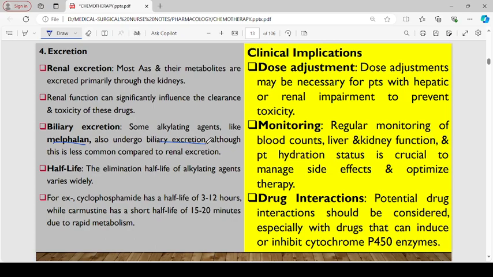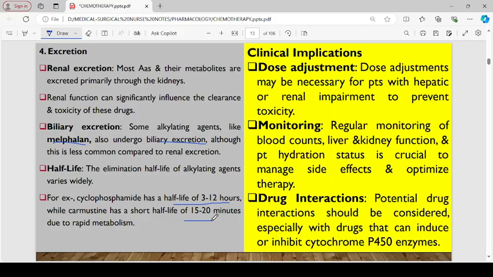The elimination half-life of alkylating agents varies widely. For example, cyclophosphamide has a half-life of about 3 to 12 hours, while carmustine has a short half-life of 15 to 20 minutes, and this is due to its rapid metabolism.